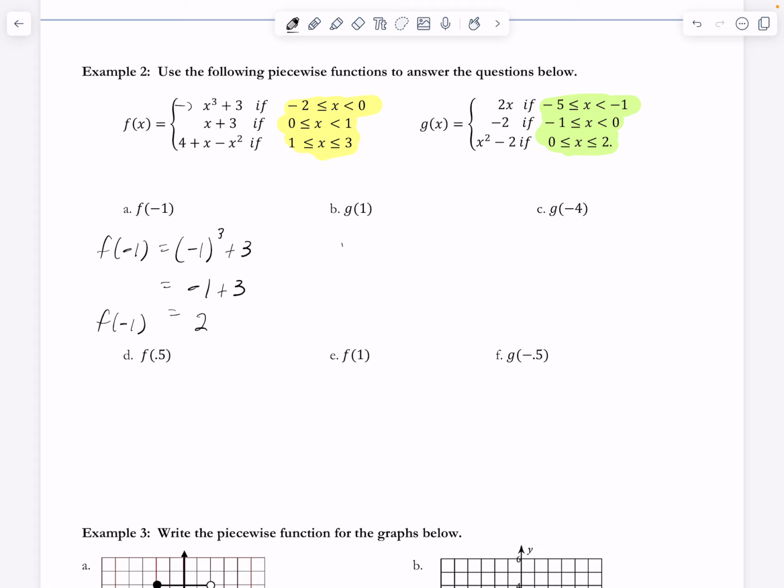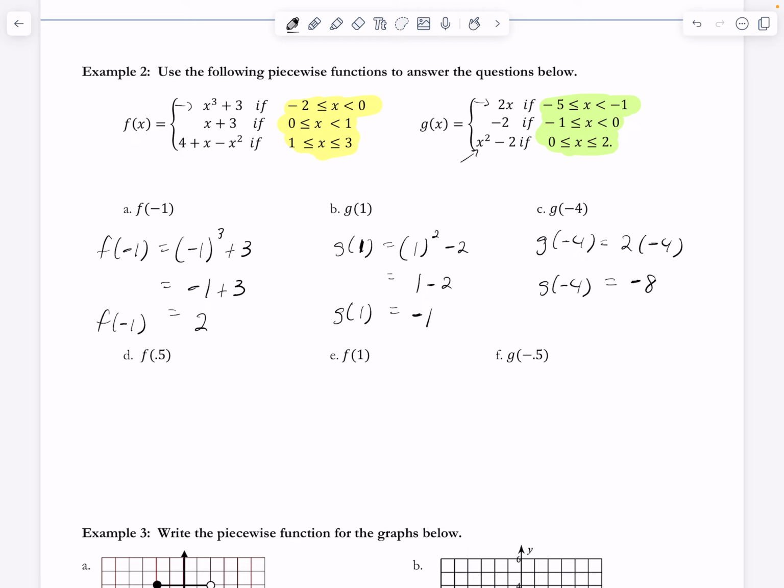Okay, the next one, g of 1. Go into my inequalities highlighted in green. 1 is between 0 and 2, so this is the last part of that piecewise function. So 1 squared minus 2. 1 squared is 1, subtracting 2, and you get negative 1. So g of 1 is negative 1. Sticking with the g function, all right, my negative 4 is between negative 5 and negative 1, so that's actually the first part here. So g of negative 4 is going to be 2 times negative 4, which is negative 8.